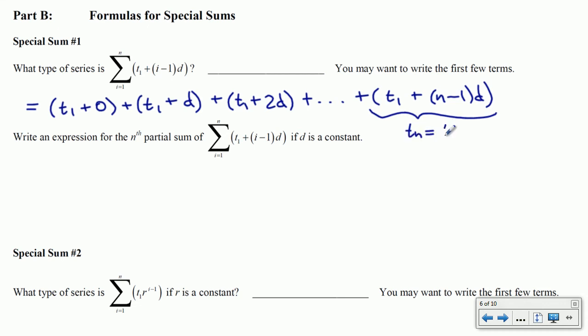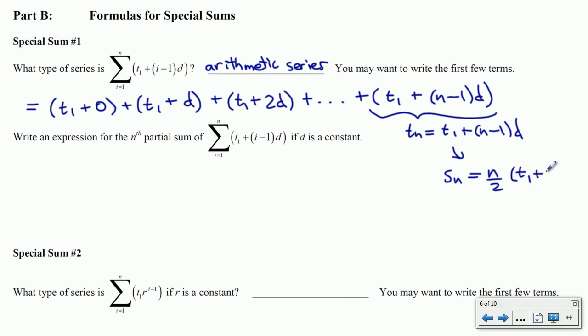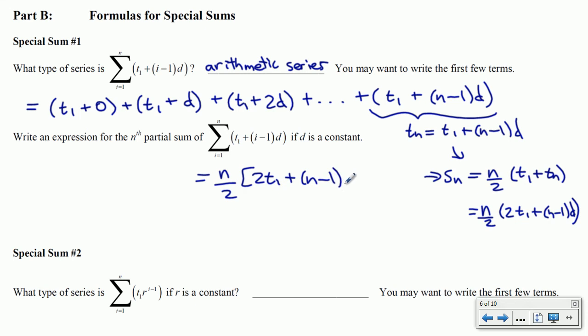Now this should hopefully look very familiar. We have Tn equals T1 plus n minus 1 times d, and that is an arithmetic series. We also had a formula for this, which was Sn equals n over 2 times T1 plus Tn, or equivalently, n over 2 times T1 plus n minus 1 times d. Now, because this is essentially identical to this, we can write this nth partial sum as just n over 2 times 2t1 plus n minus 1 times d.